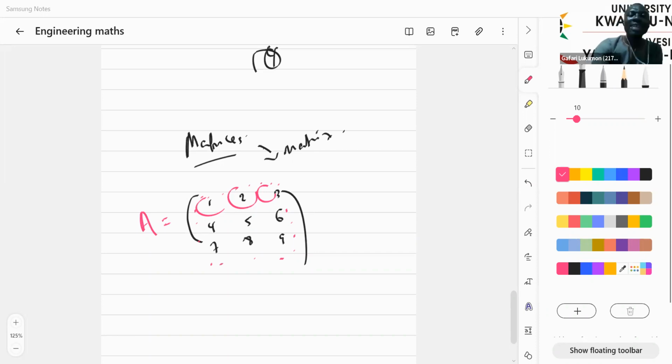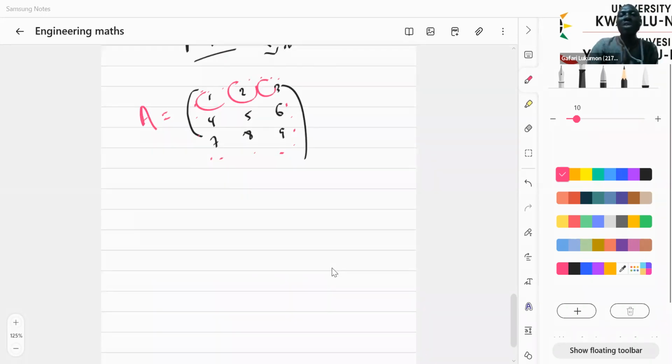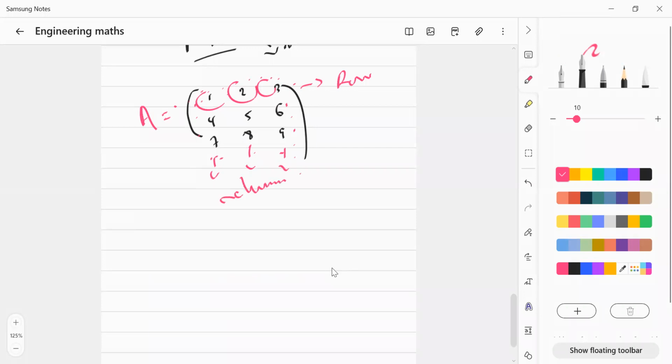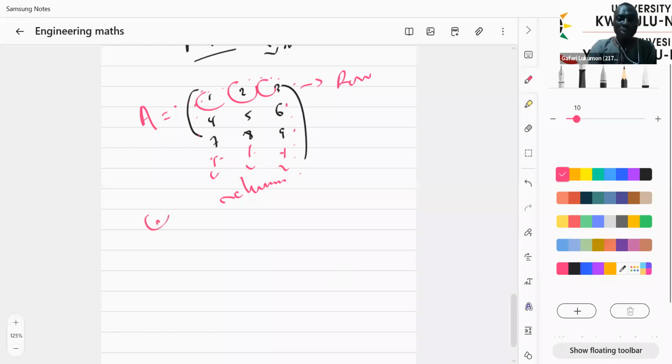So if that is cleared, I said the elements that run from your left to the right are called what? They are called rows of a matrix. An element that runs from top to bottom, they are known as what? They are known as the columns. I hope you understand now. And you can have different types of matrix. Number one, we call something a row matrix. When we say row matrix, it's a matrix with what? Just a single row of elements. I hope you understand now.